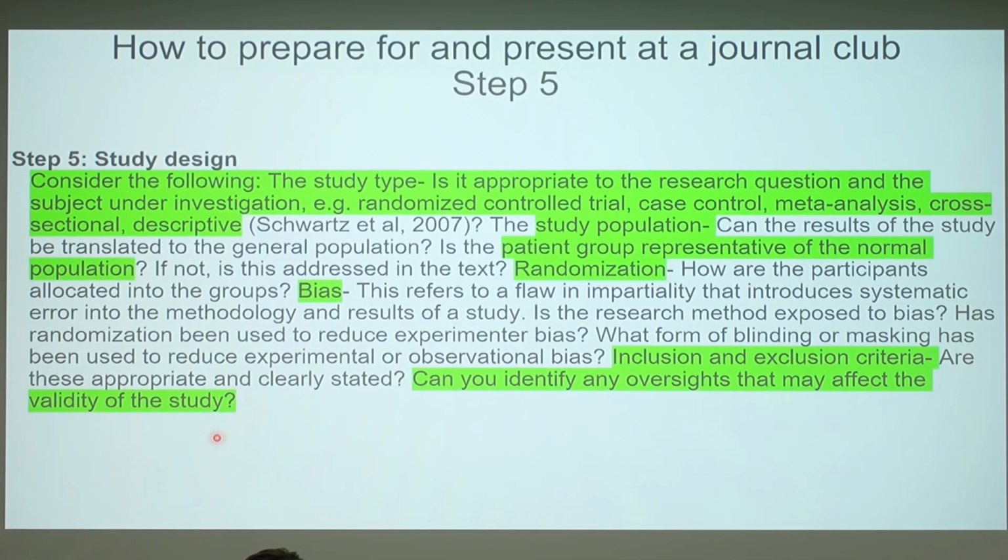Step 5, here's where you get what study design did they use? Did they randomize the study? Did they mention any biases? Was the study design appropriate for the type of question they asked? And what was the validity? What do you think the validity of their study is and why?